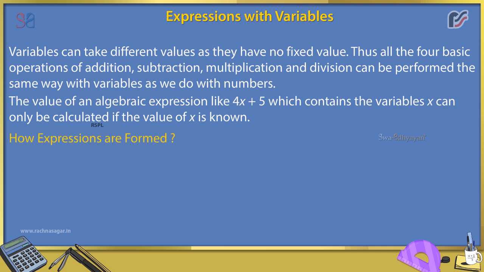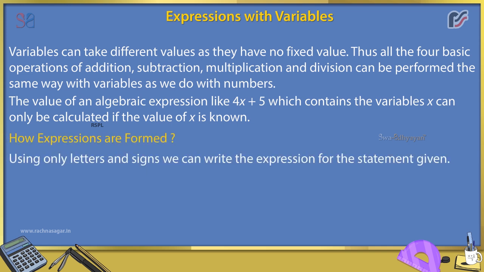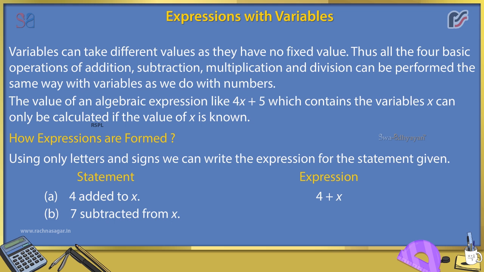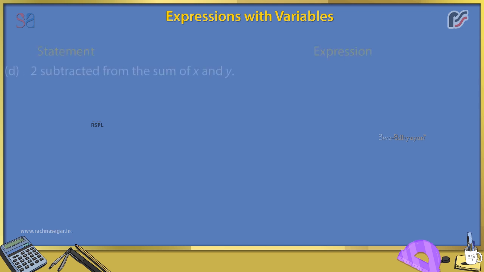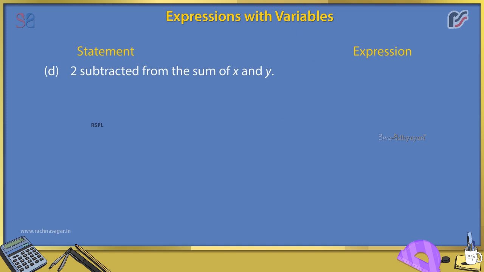How are expressions formed? Using only letters and signs, we can write the expression for the statement given. Statement, expression. A. 4 added to x, 4 plus x. B. 7 subtracted from x, x minus 7. C. x subtracted from 4, 4 minus x. D. 2 subtracted from the sum of x and y, x plus y minus 2. E. 6 added to the product of x and y, 6 plus xy.